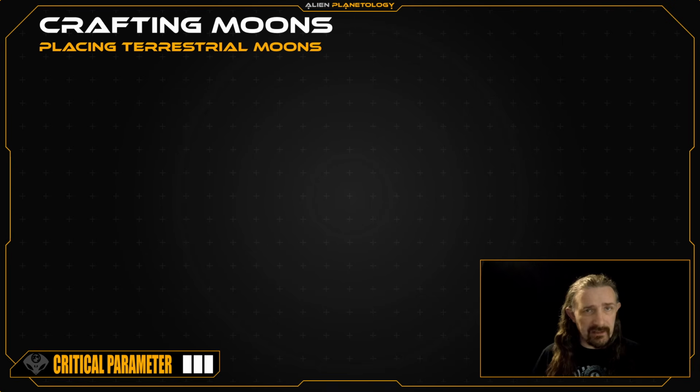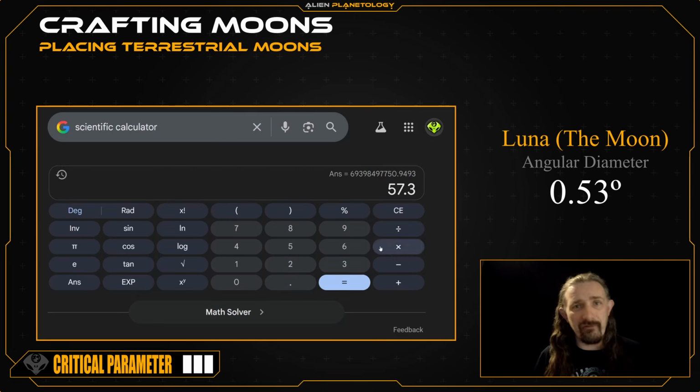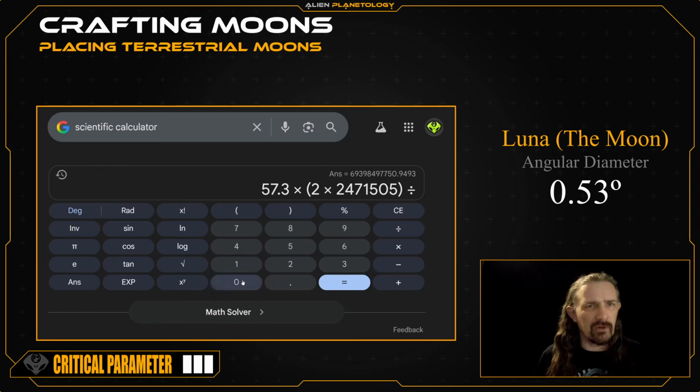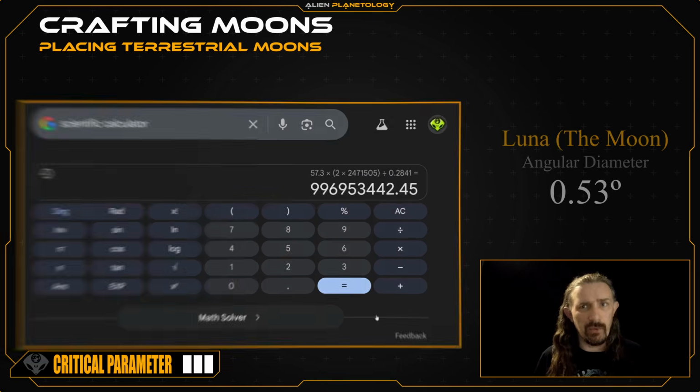To place your moon based on its size in your planet's sky, you can use this equation, which sets the distance to 57.3 multiplied by 2 times the moon's radius divided by the desired angular diameter in degrees. For reference, Luna has an average angular diameter in Earth's sky of about 0.53 degrees. So you can multiply this number by however much larger or smaller you want your moon to appear.